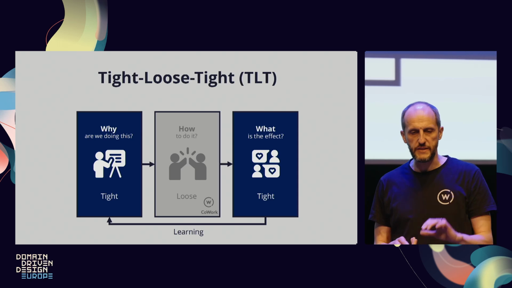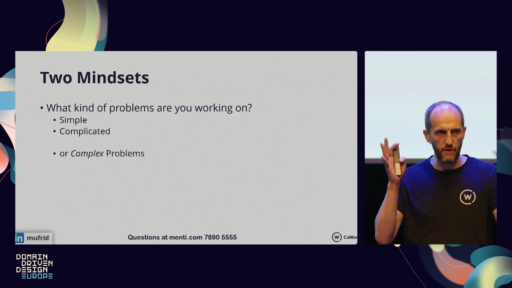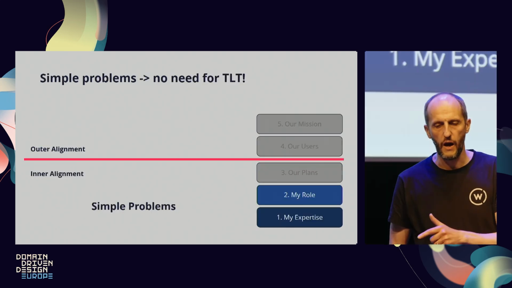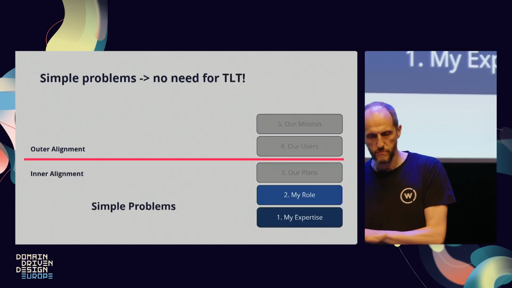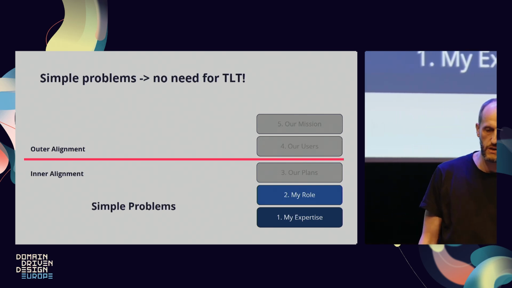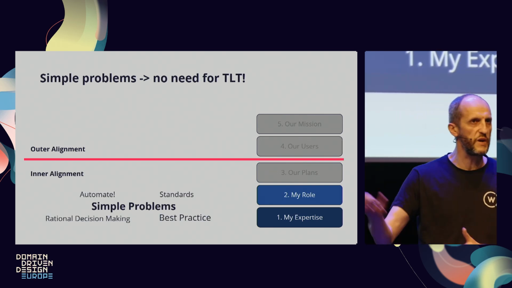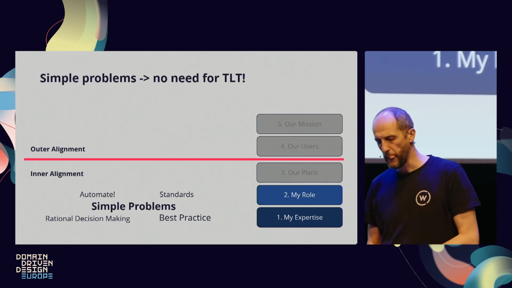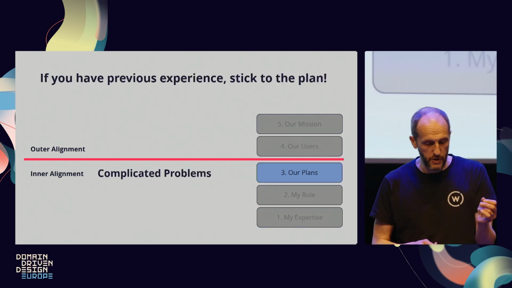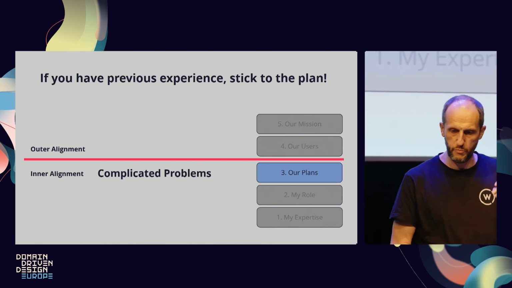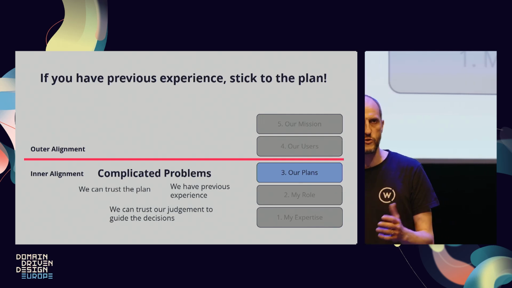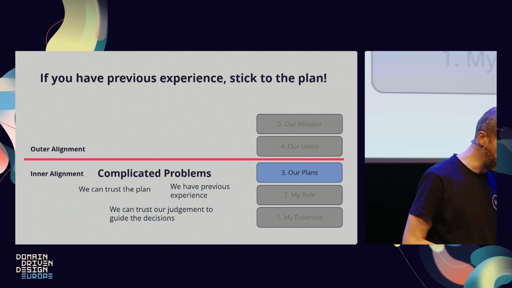Now, to implement it in practice, you need to have two mindsets. Okay, what are the problems you are working on? Are you working on a simple problem? Then you can solve it with your expertise. You automate things, use best practices, standards, and whatnot. No need for Title State, just do it. Maybe it's a little bit more complicated problem. Okay, stick to the plan, you have previous experience. You use the planning, you use your judgment, and you implement the plan.